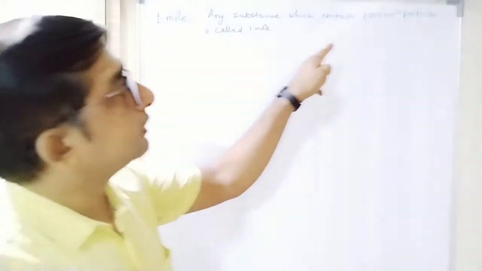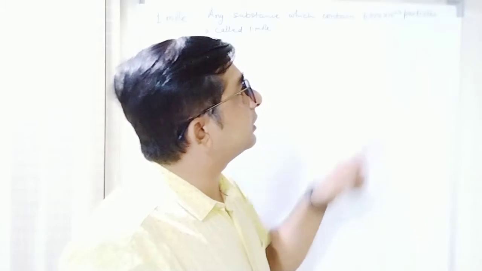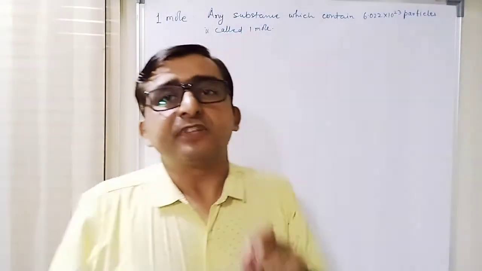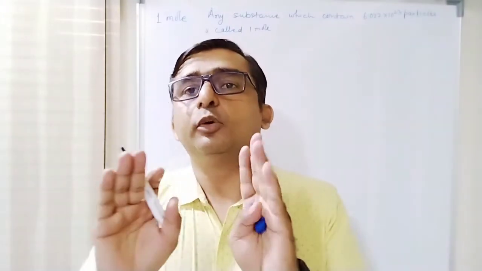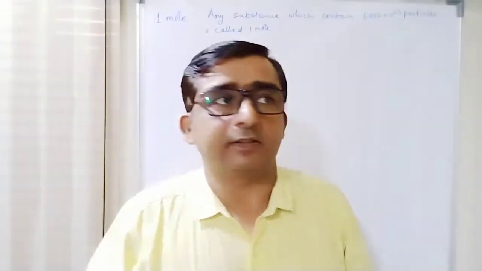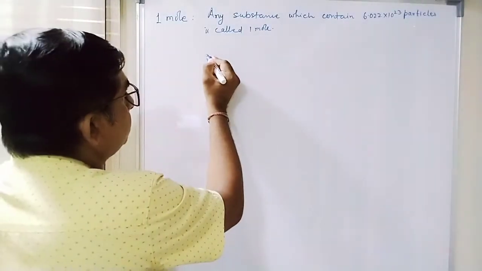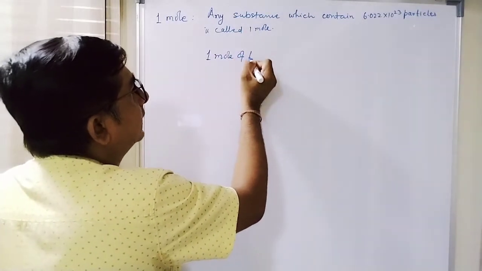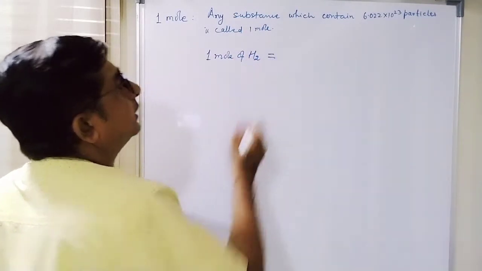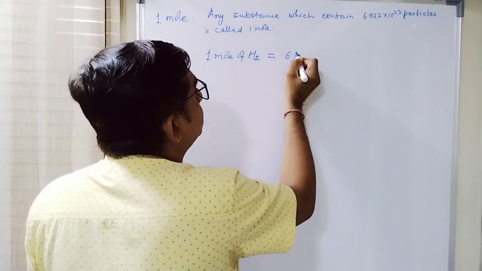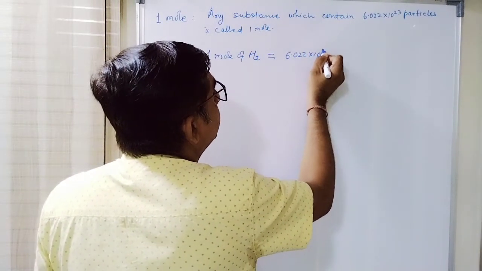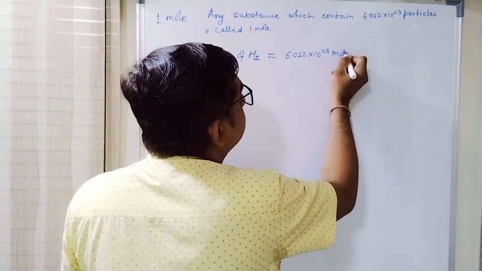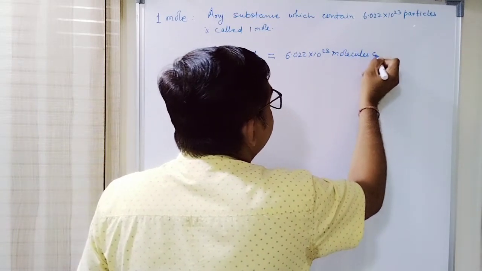which contains 6.022 into 10 raised to 23 particles is called 1 mole. So just like a dozen, it does not matter what substance we are talking about. We'll be only talking about 1 mole means 6.022 into 10 raised to 23 particles. Like suppose if I say 1 mole of H2, this means that it is 6.022 into 10 raised to 23 molecules of H2.